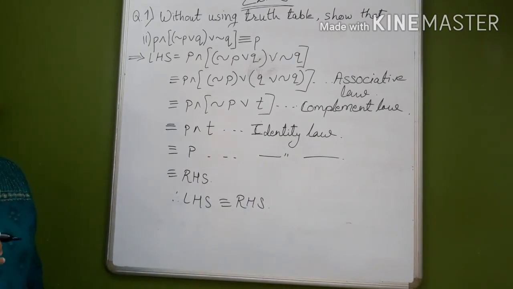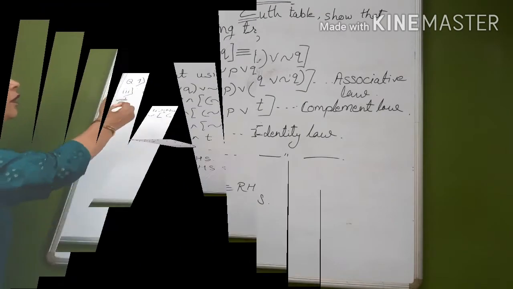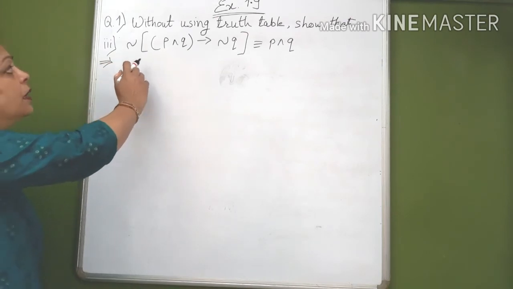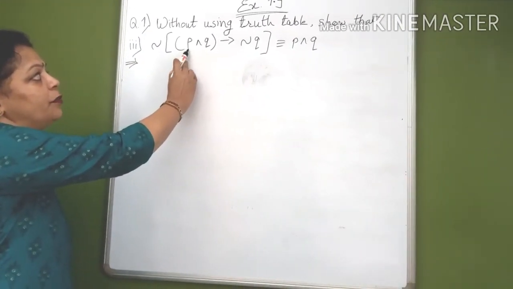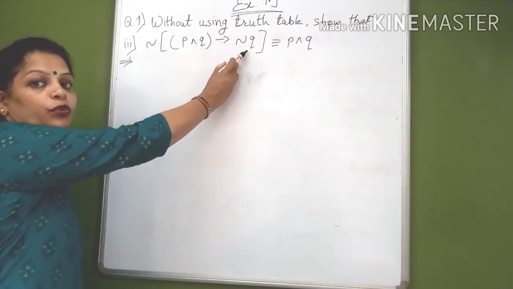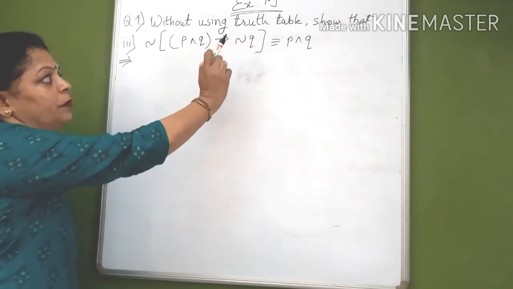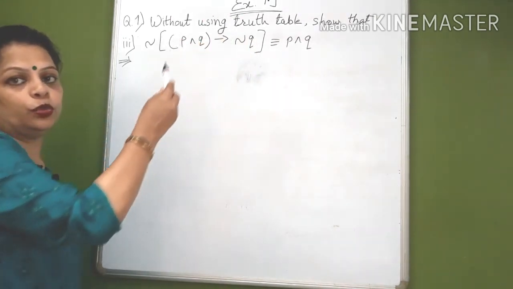If you practice more and more, these sums will be more and more easy for you. Let's move to the next. See the third sum, students. Negation of [(P and Q) implies negation Q]. Complete the square bracket. This should be equivalent to P and Q.